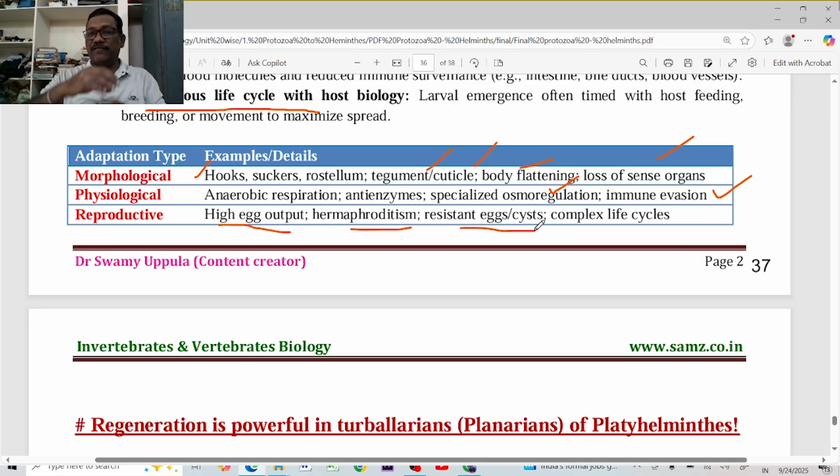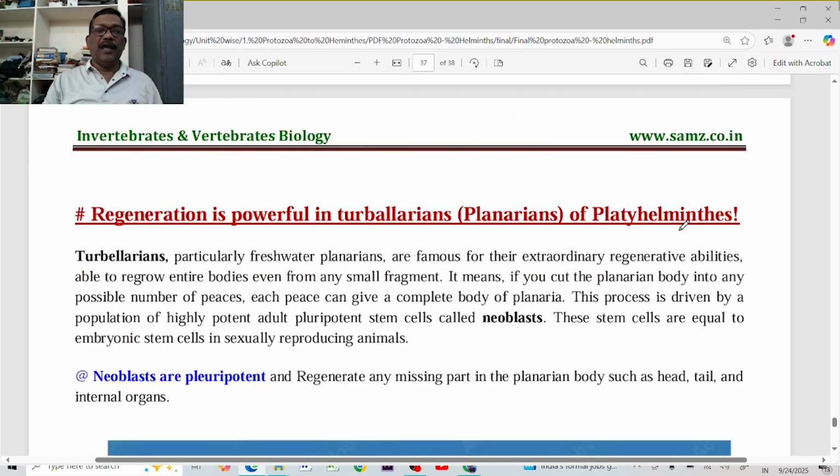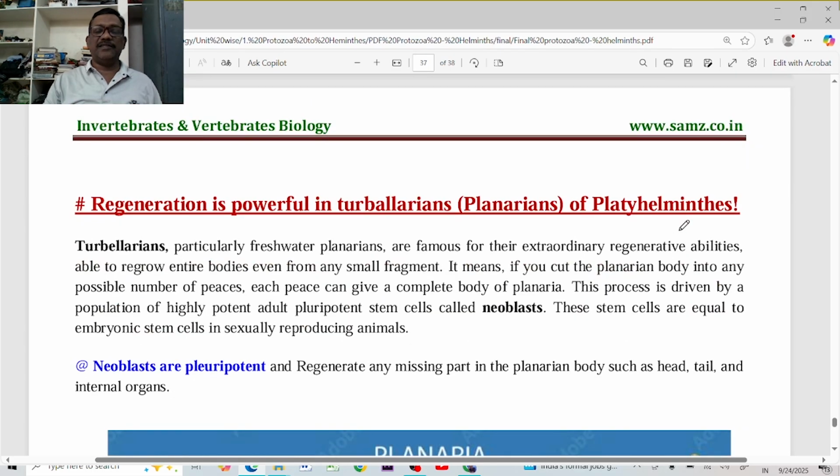Some of the eggs can form cysts around the egg to tolerate and escape the harsh conditions outside, and the complex life cycle. And these are the adaptations in the platyhelminthic and nematohelminthic organisms.